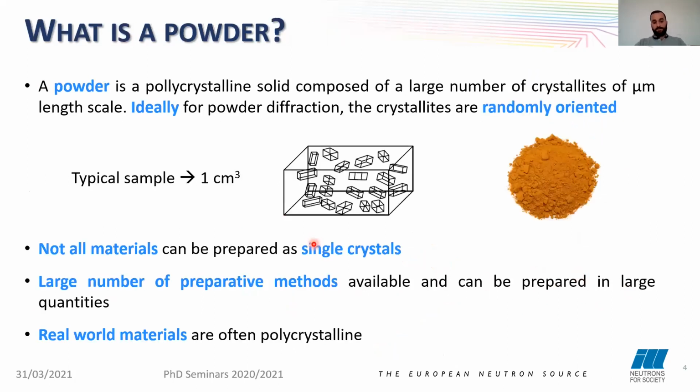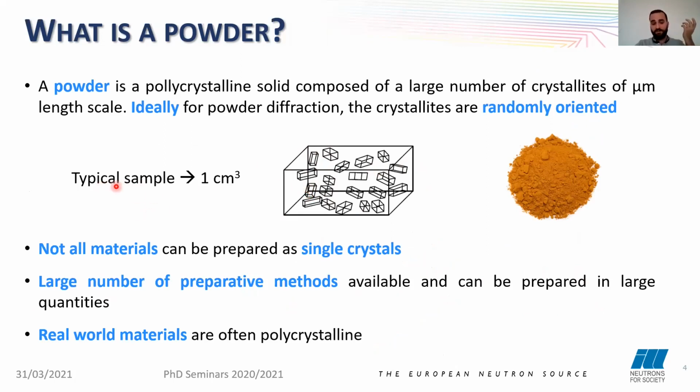Okay, so before explaining the technique of powder diffraction, it is necessary to know what a powder is. A powder is a polycrystalline solid composed of a large number of crystallites of micrometer length scale. And ideally for powder diffraction, the crystallites in the sample are randomly oriented in such a way that some of them will satisfy the orientation necessary for diffraction.